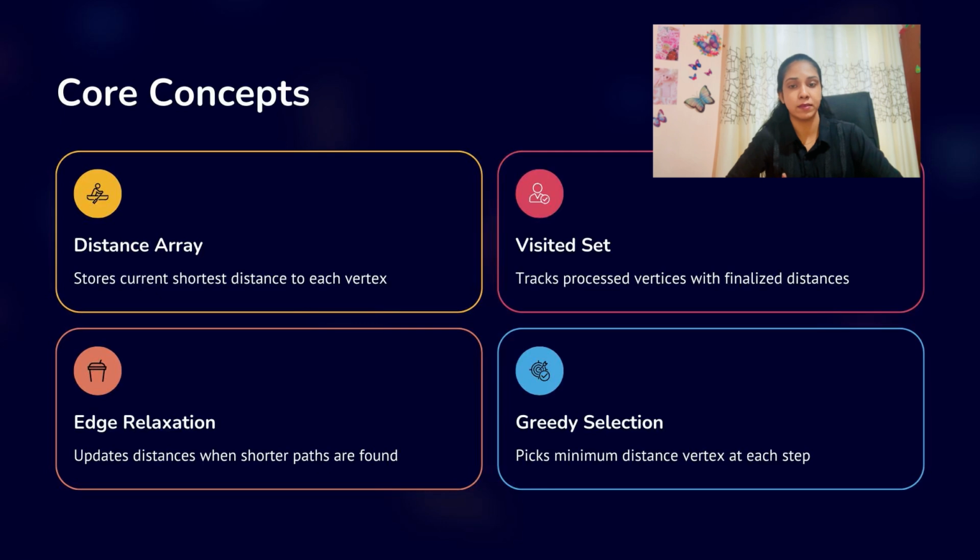Core concepts. To understand the algorithm, we need to know four core concepts. First, the distance array. Second, visited set. Third, edge relaxation. And finally, greedy selection.